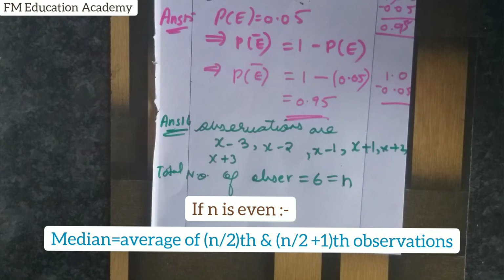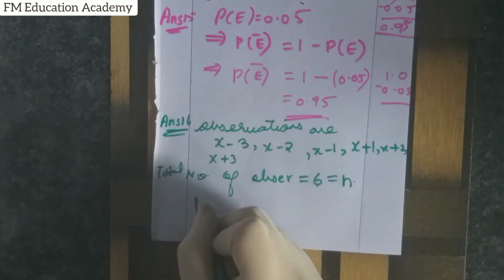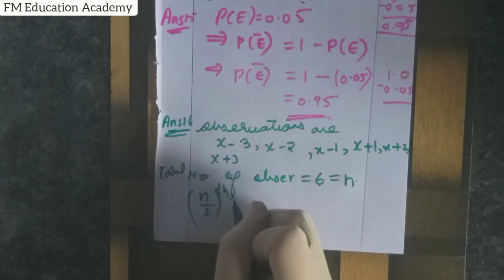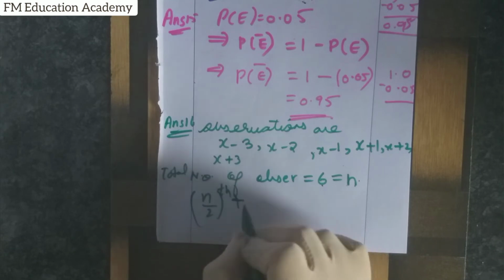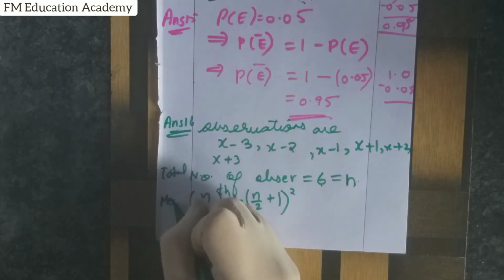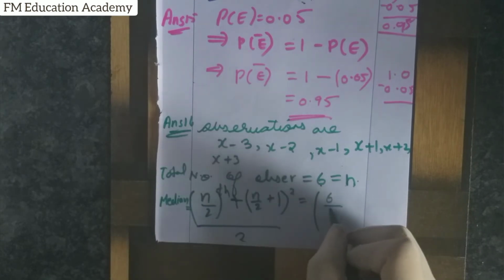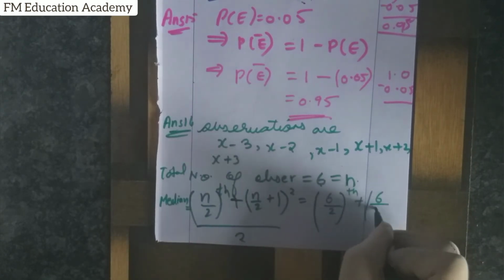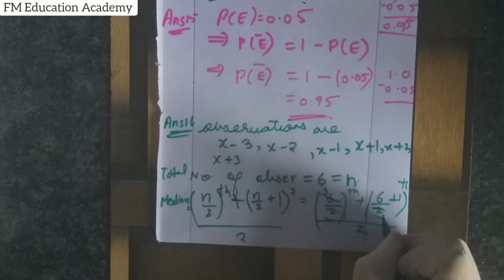Now we know the formula for the median: median is the average of the n by 2th and n by 2 plus 1th observations if the number of observations is even. Average means I have to divide the sum by 2 to find the median. So n by 2 is 6 by 2, which is 3, and n by 2 plus 1 is 6 by 2 plus 1, which is 4.